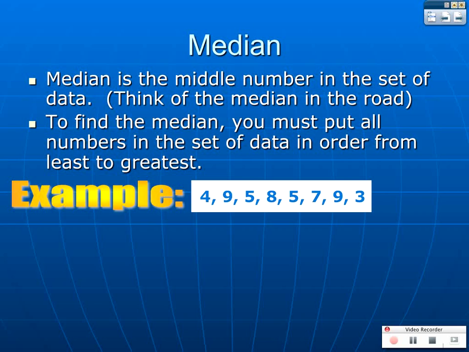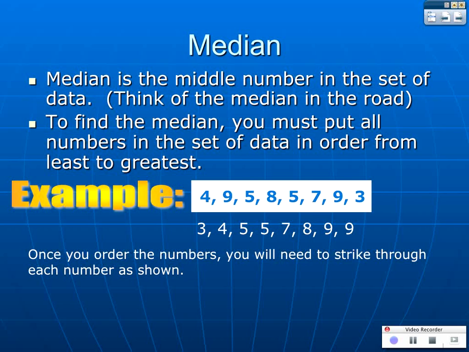Now I could just eyeball it and say, oh yeah, I think I have all the numbers. You do. When you write it down, once you order the numbers, you need to strike through each number as shown. So when you're looking at your computer screen or a sheet of paper, write all the numbers down, and as you're writing them down in order, you're going to strike them from left to right. But also, as you're writing the numbers on the paper, you need to strike through the numbers in the set of data so you make sure you get all the numbers.